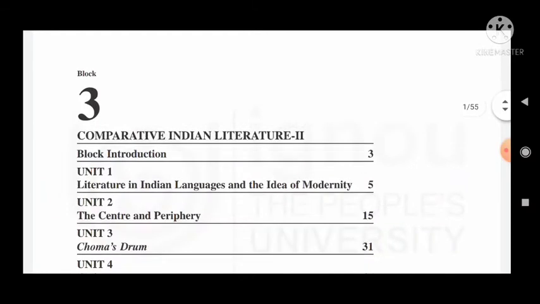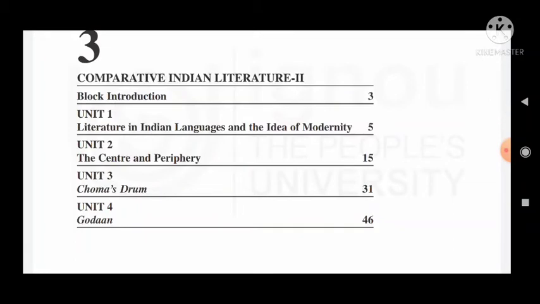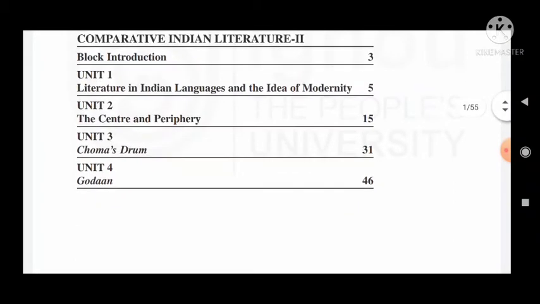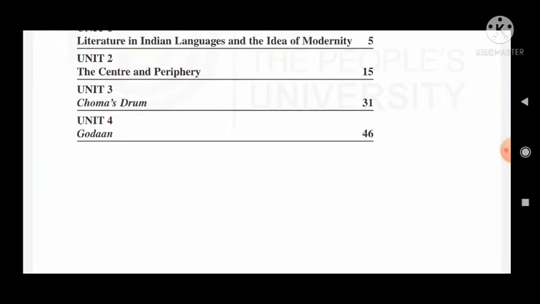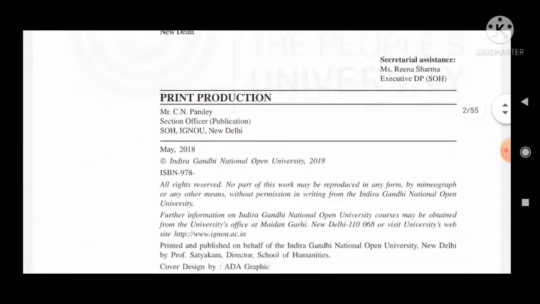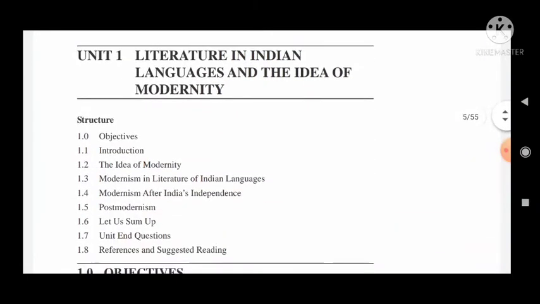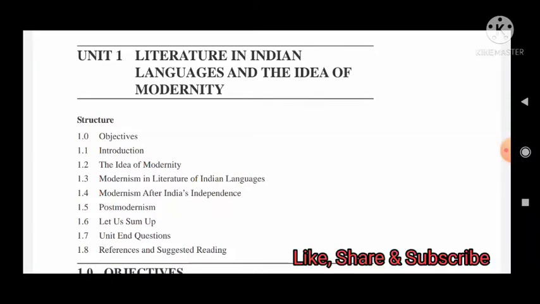Here it is Block 3. What does the block comprise? It is Comparative Indian Literature 2. Here it is the block introduction, Unit 1: Literature in Indian Languages and the Idea of Modernity. Then Unit 2: The Center and Periphery. Unit 3: Chomana Dudi. Unit 4: Godan. We will discuss today only Unit 1, Literature in Indian Languages and the Idea of Modernity.